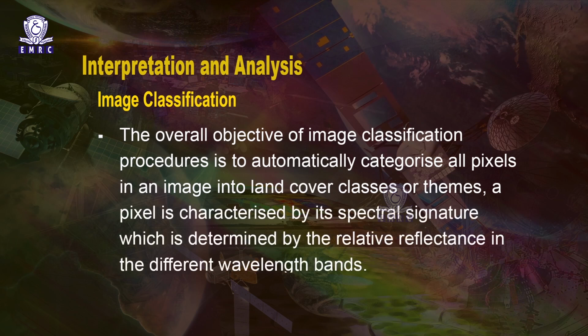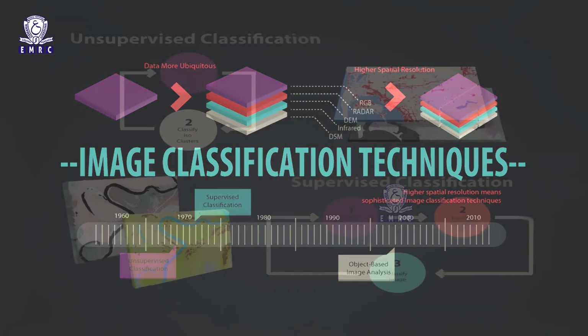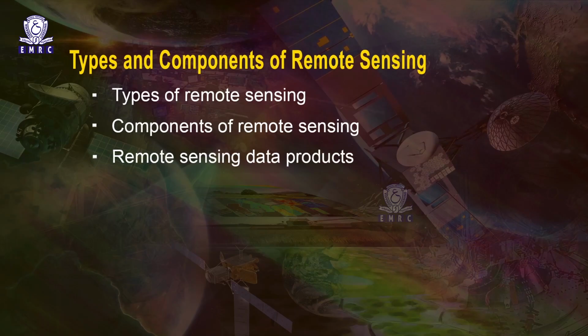Fourth, image classification. The overall objective of image classification is to automatically categorize all pixels in an image into a land cover class or theme. A pixel is characterized by its spectral signature, which is determined by the relative reflectance in the different wavelength bands. Multispectral classification is an information extraction process that analyzes these spectral signatures and assigns the pixels to classes based on similar signatures.